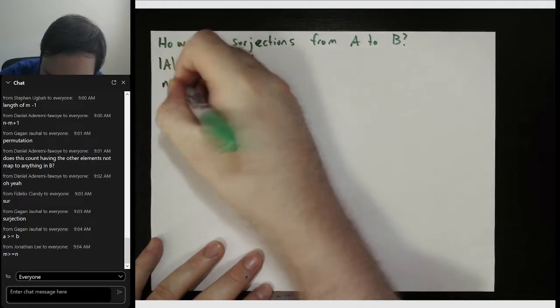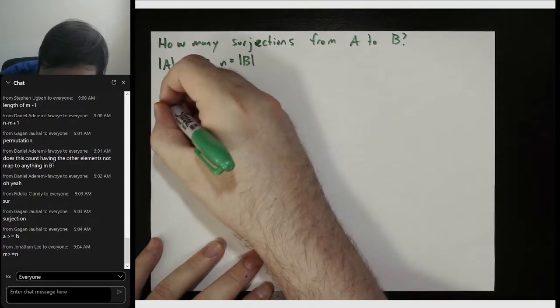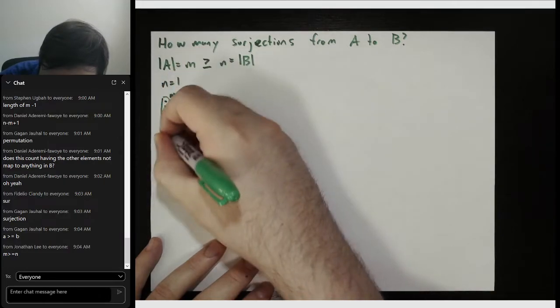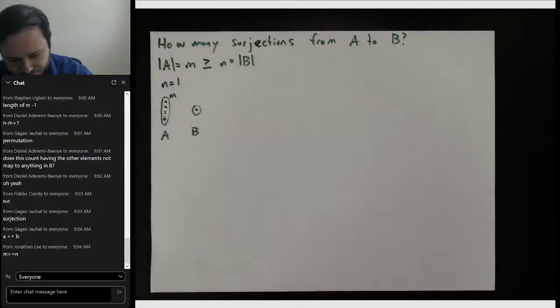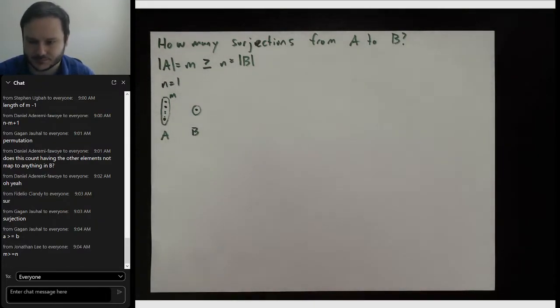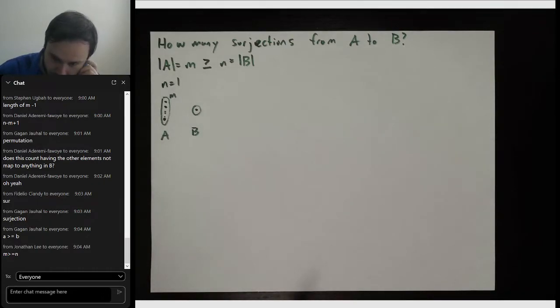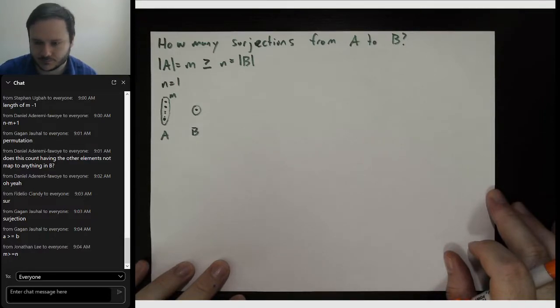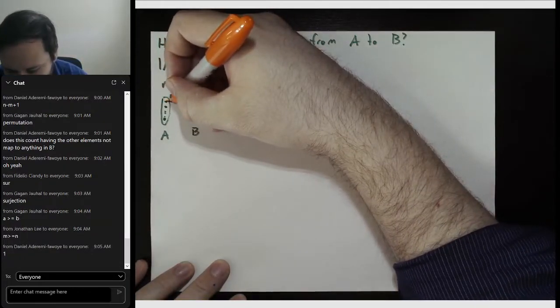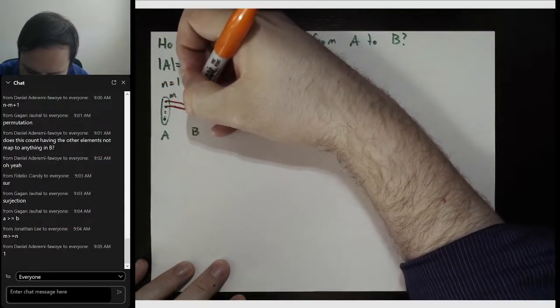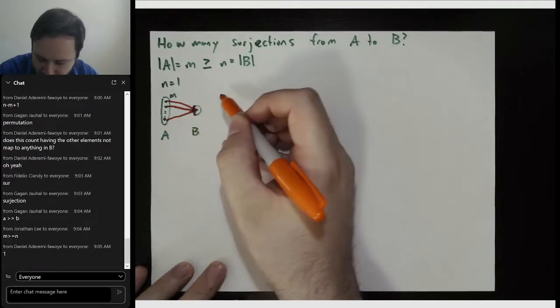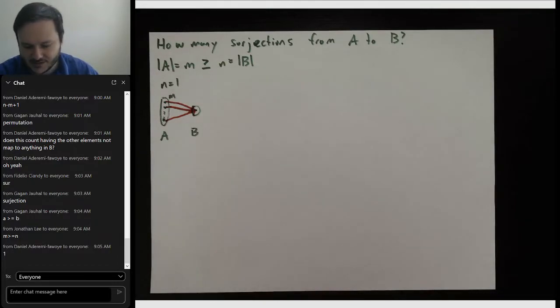So let's try n equals 1. Okay, so I've got m things over here in A, and I only have one option for B. How many surjections do I have? Where does this first arrow go? Just one option, right? First arrow, there's only one choice. It has to go there. And second arrow, still only one choice. Still has to go here. And every arrow has to point to exactly here. So if n equals 1, not so bad. Just one surjection.